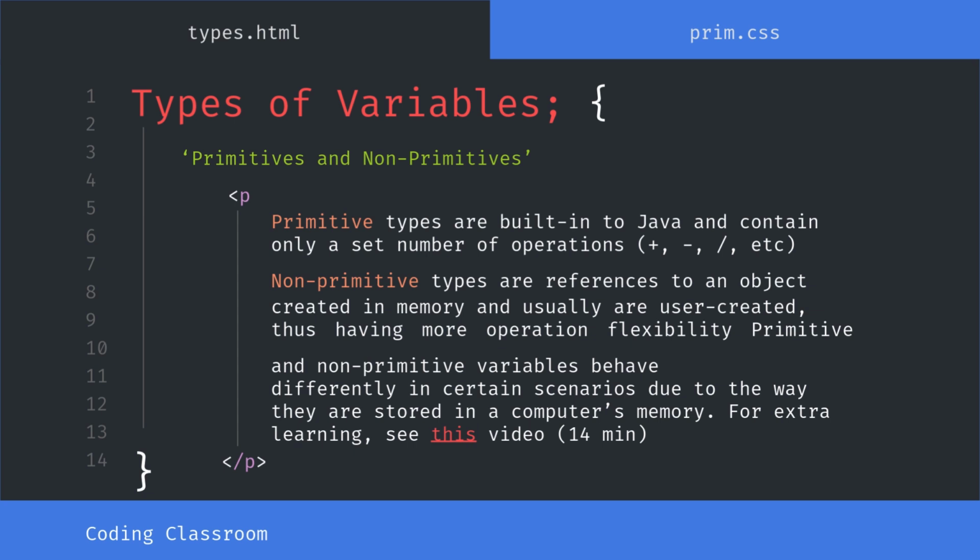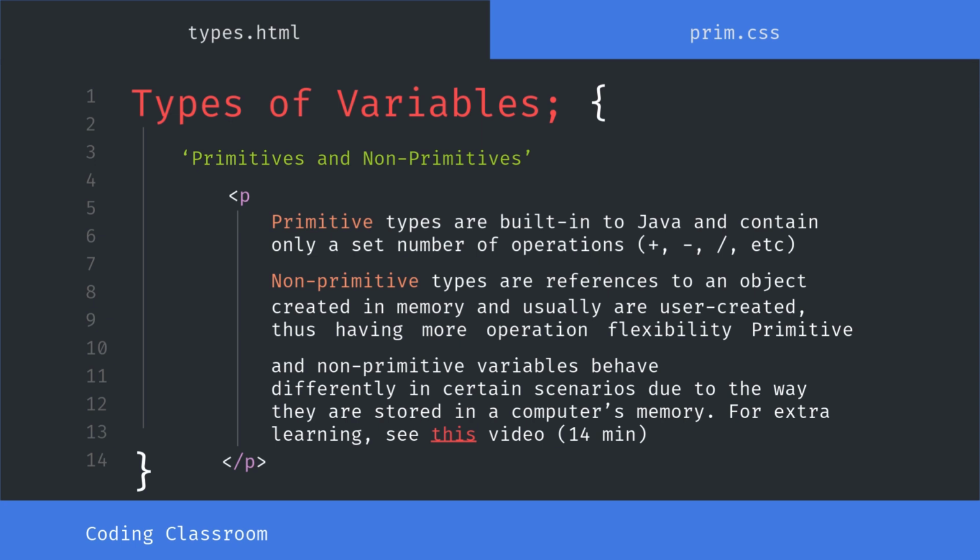Now let's talk about the different types of variables in Java. There are two main categories, primitive and non-primitive variables. Primitive types are built directly into Java, meaning they're simple data types like numbers, characters, and booleans. They can only perform a limited set of operations like addition, subtraction, or comparisons.